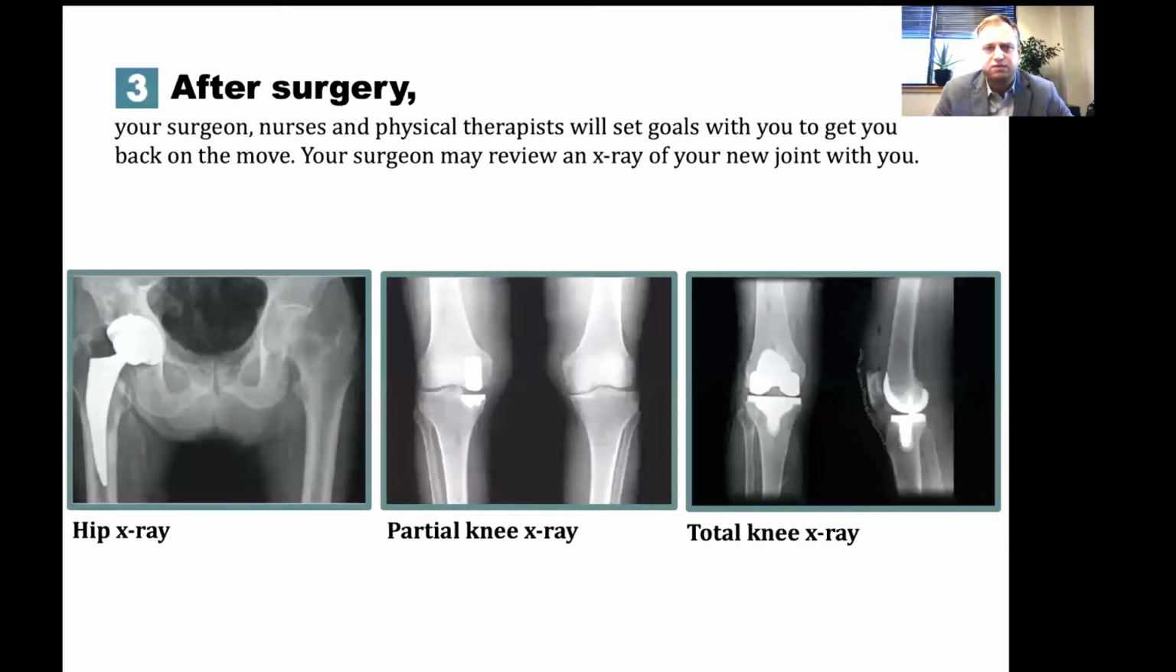Here are some x-rays of some joint replacements done here in Salina. This is a total hip here, a partial knee replacement, and a total knee replacement. We get several x-rays of these over a period of time, up to a year after surgery, depending on how well you're doing. We want to make sure that the implant isn't slipping. We want to make sure that the bone isn't being resorbed around this implant. And we definitely want to make sure that there's no signs of infection.